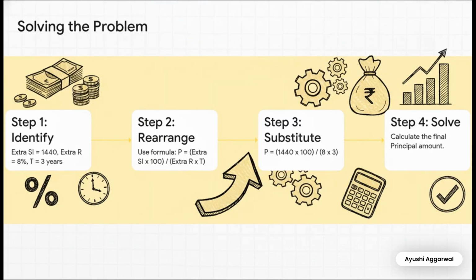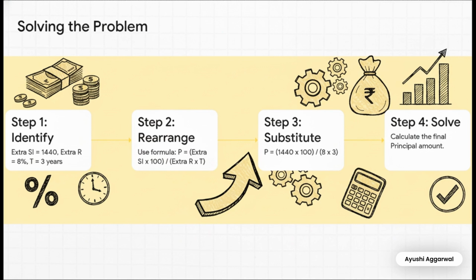Let's see this logic trick in action. The problem says a sum is invested for 3 years. If the rate was 8% higher, the interest would have been 1,440 rupees more. We need to find the principal. Okay, so the extra interest is 1440. The extra rate is 8%. The time is 3 years. Let's plug them into our rearranged formula.